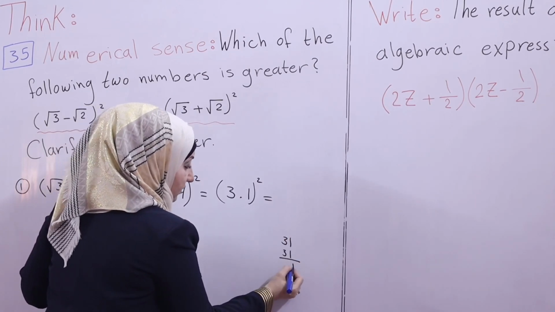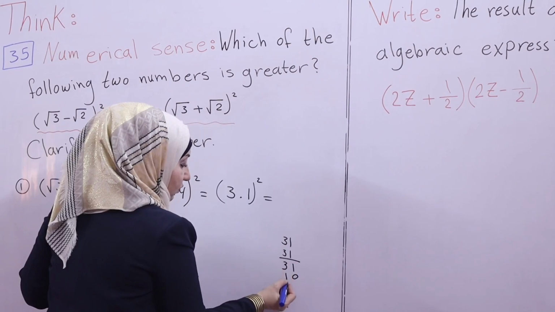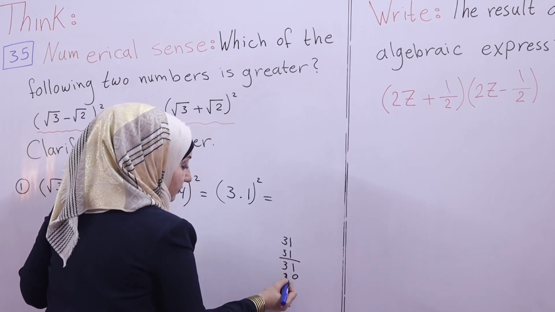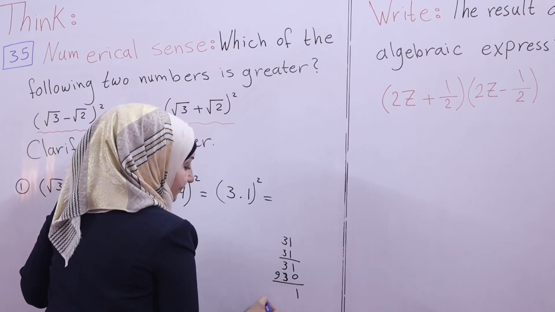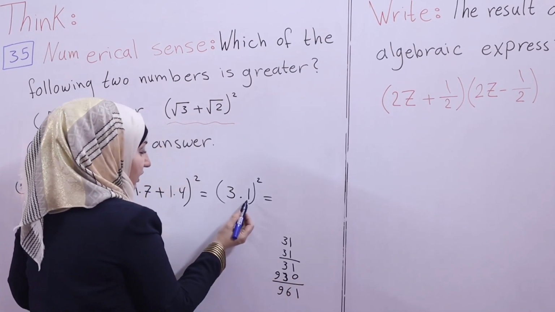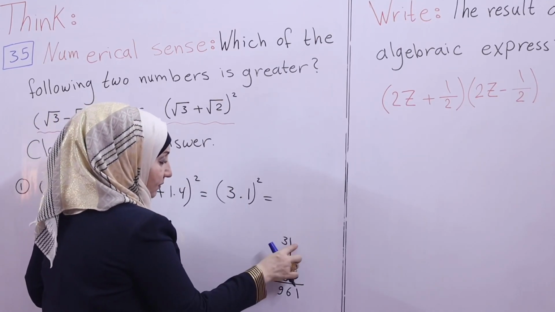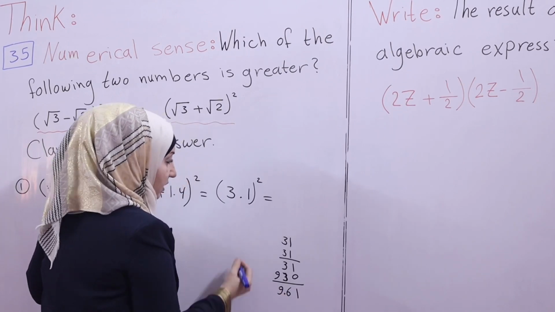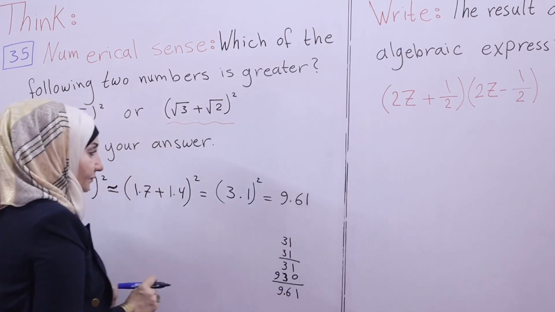1 multiplied by 1, 1. 1 multiplied by 3, 3. 0. 3 multiplied by 1, 3. 3 multiplied by 3, 9. And now we add: 1, 6, 9. So we will write the comma. Here we have two places, so it will be 9.61.